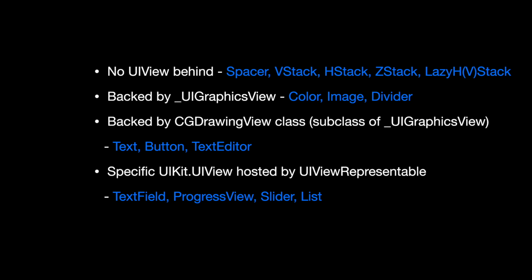The fourth group is a specific UIKit UIView hosted by a UIViewRepresentable, like for example TextField with a UITextField inside, or ProgressView, Slider or List. All other views are compositions of the views listed above.